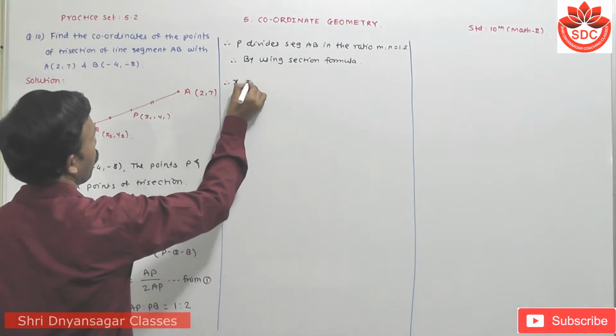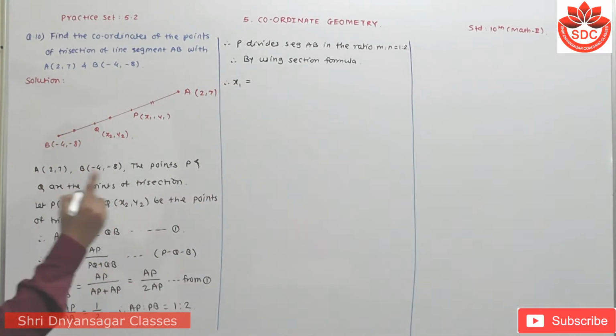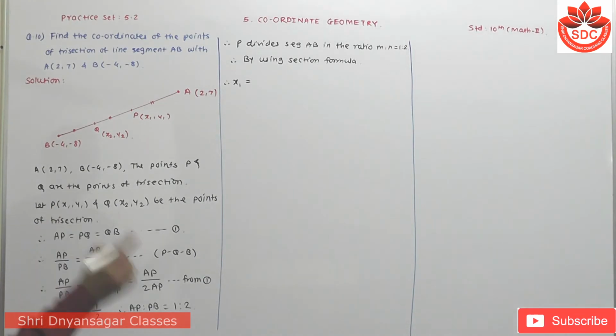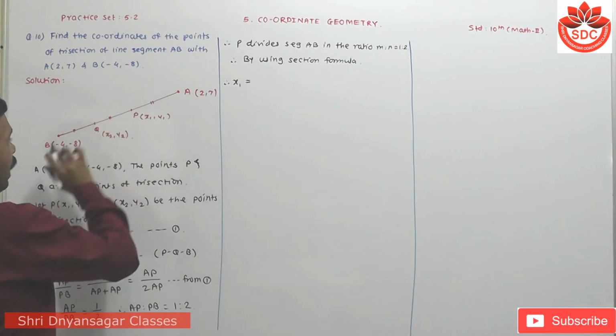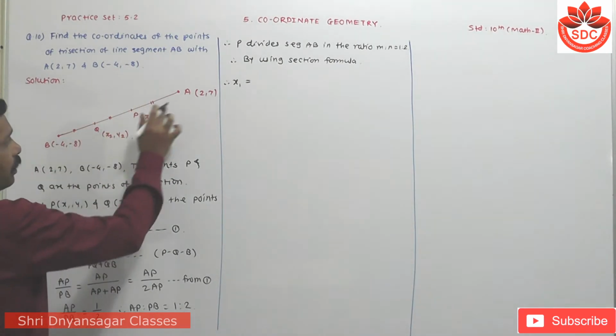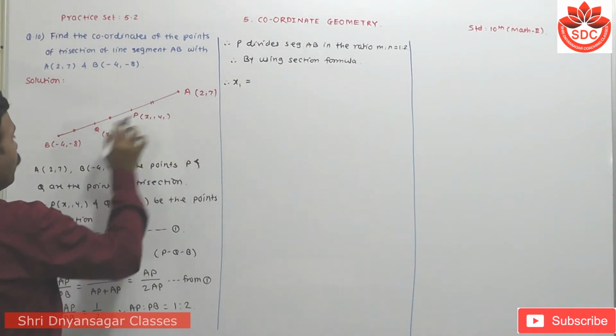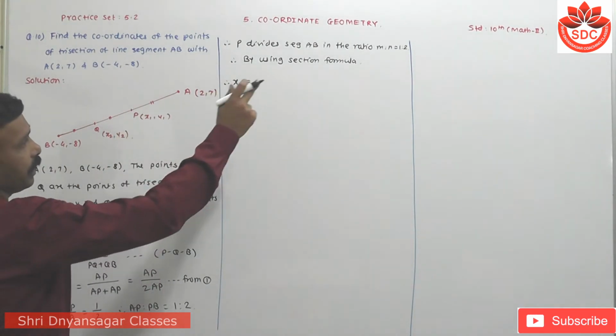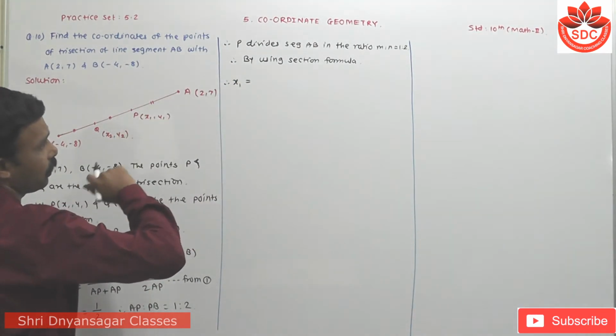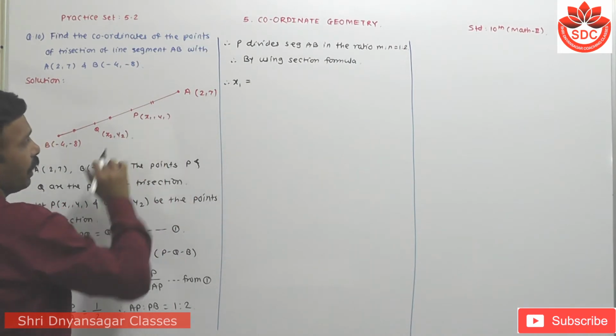So I have to take here x1 is equal to, directly substitute these values, m x2 plus n x1. Students, here we take A and B coordinates, so that here is x1, y1 and this is x2, y2. Take this in your mind. Then here m as to n is 1 as to 2, and this is what we have to find out.